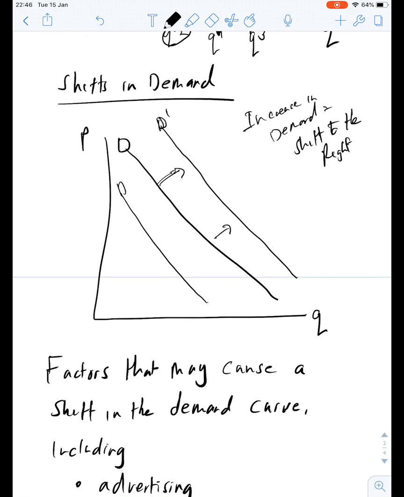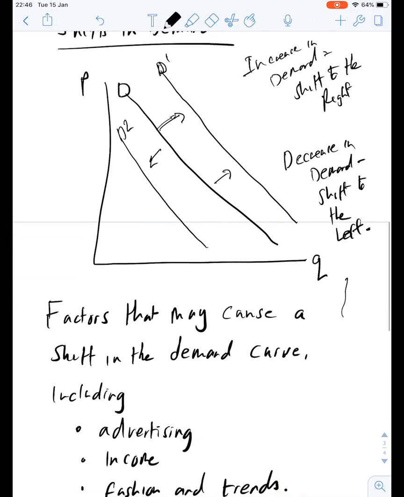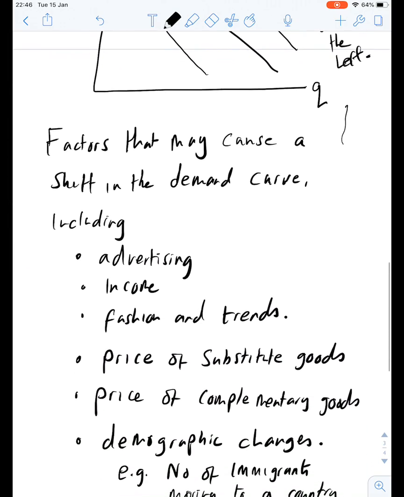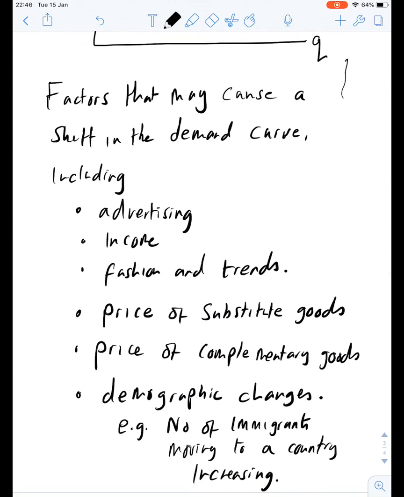Let's label that D2, a decrease in demand, which will be a shift to the left. Okay, now, there are various factors that cause a shift in the demand curve.